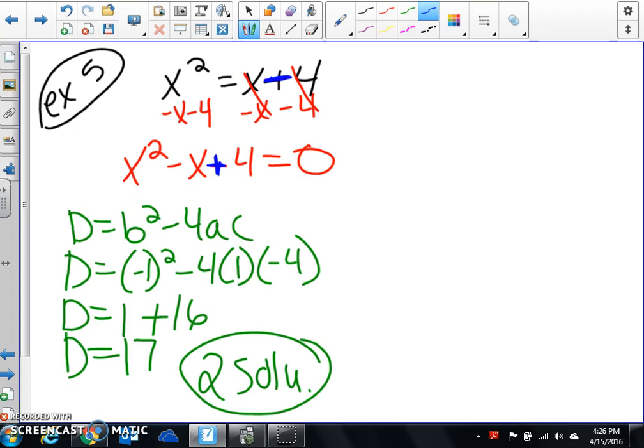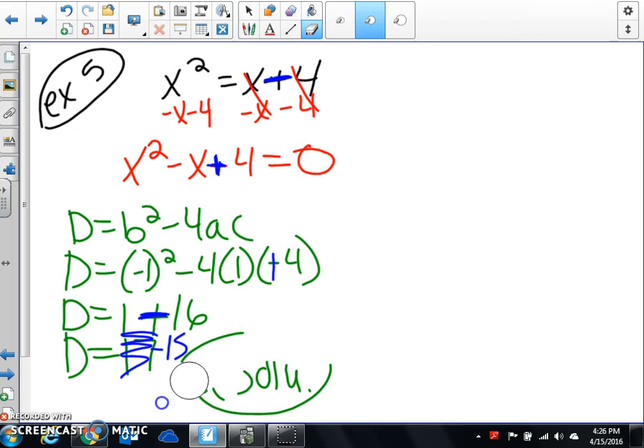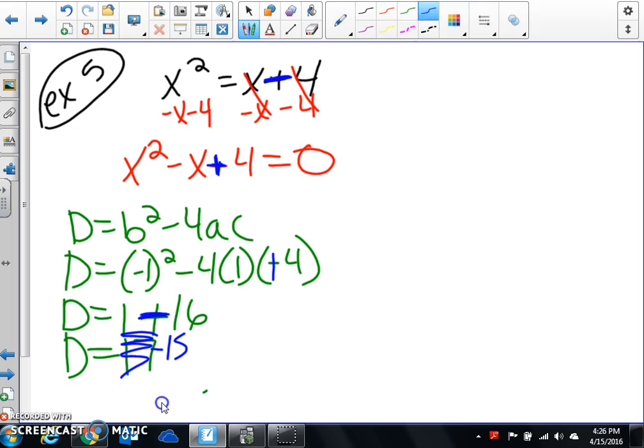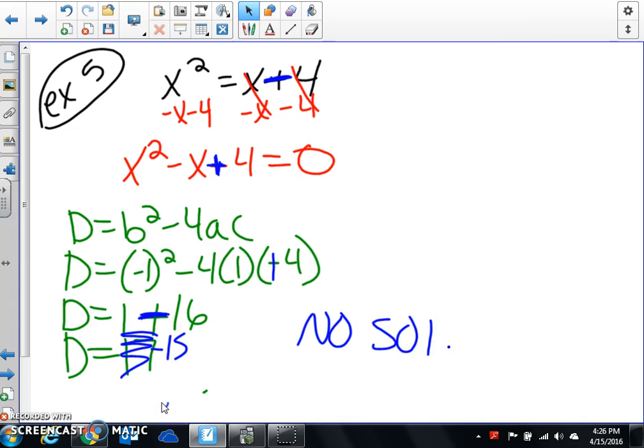I should have put minus there. Because then this would be plus 4, this would be minus, and then this would become negative 15. That's what I wanted it to be. My bad. All right, so if our discriminant is a negative number, we would have no solution. Okay, and so then we would look at the graph and it would not be there. And we'll talk more about that in class as well.